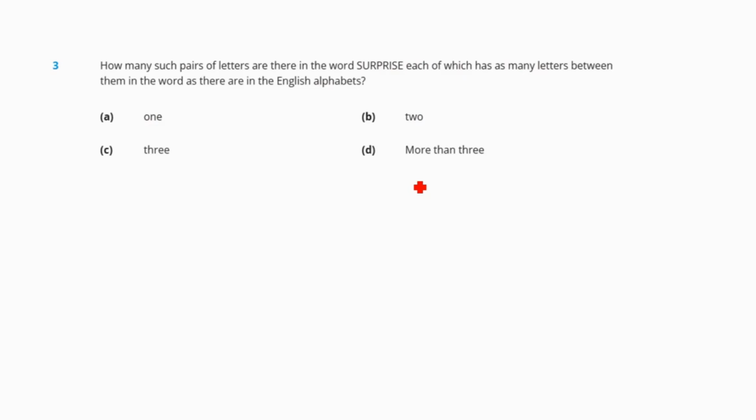Question number 3. How many such pairs of letters are there in the word surprise, each of which has as many letters between them in the word as there are in the English alphabet? So let's write this down. S, U, R, P, R, I, S, E. So this is 1, this is 2, and this is 3. So the answer will be 3.